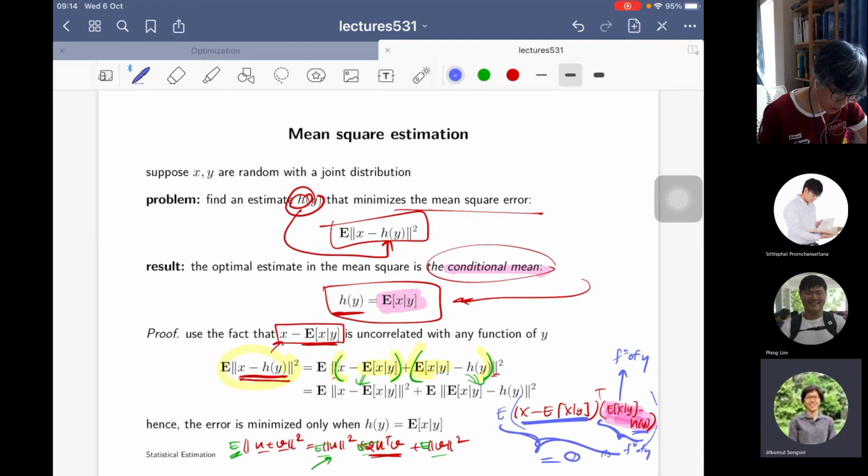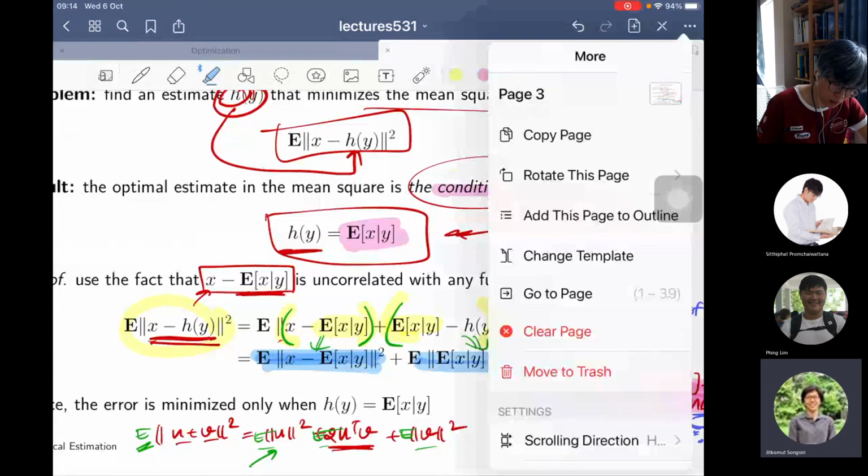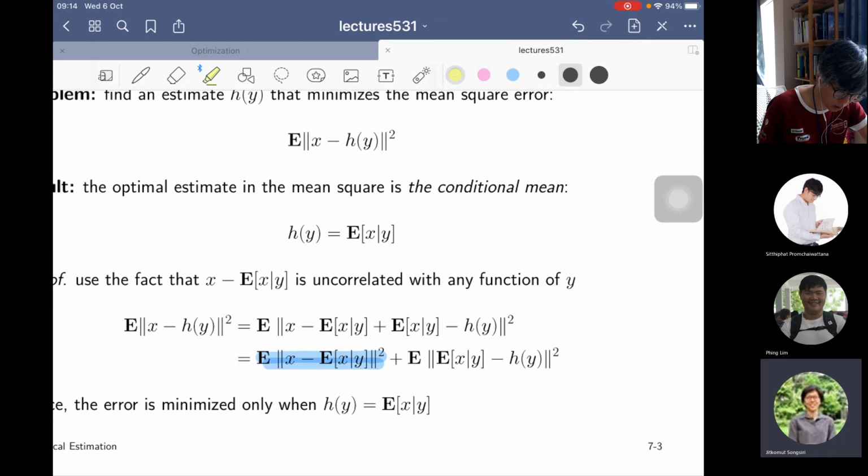So when it becomes 0, you only have the expectation of the norm squares, the blue and the yellow one. Now, take a look at the left hand side. This is the mean square error of using any function of y. Look at the blue term. The blue term is not a function of h. It has nothing to do with h.